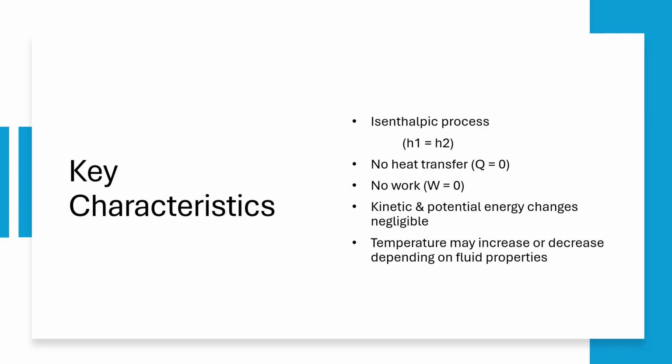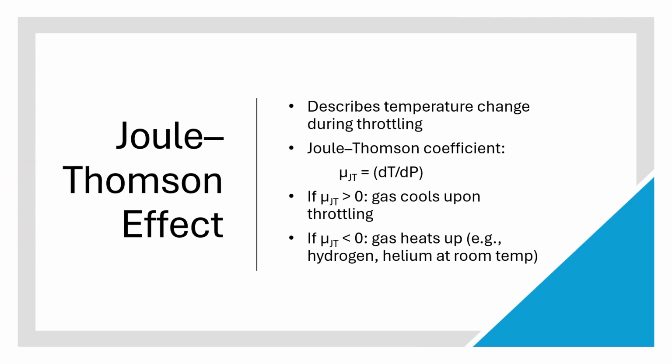And the changes in the velocity and height are usually very small, so we assume that the changes in kinetic and potential energy are negligible. Because of these conditions, the fluid may either cool or warm up depending on its properties. This brings us to the Joule-Thomson effect. It basically tells us how the temperature changes when a gas expands through a throttling device.